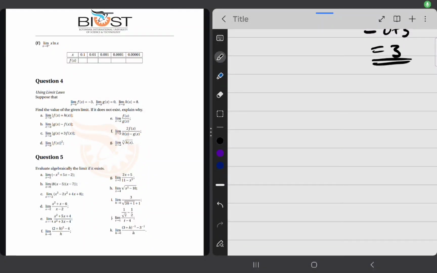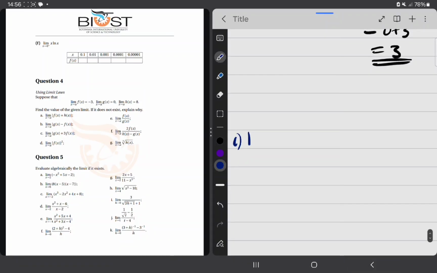We are at C. Let's keep going for it. Okay, so C, what is it now? It's going to be limit laws. Limit laws are easy. Okay, we won't have a problem with those.